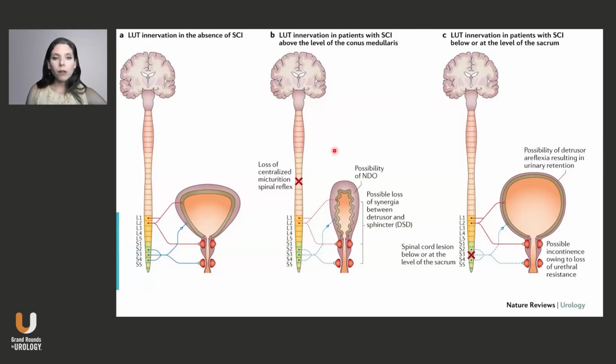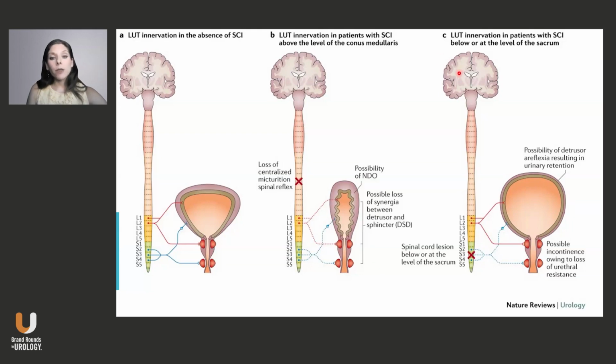So looking at this middle diagram right here, suprasacral lesions, think spinal cord injury, MS, transverse myelitis, are at higher risk of detrusor instability, overactivity, or poor compliance because we're losing some of that sympathetic outflow to help maintain bladder relaxation. So you get more of this neurogenic detrusor overactivity. They're also at risk for detrusor sphincter dyssynergia. And the risk of these things is higher, the higher the lesion is.